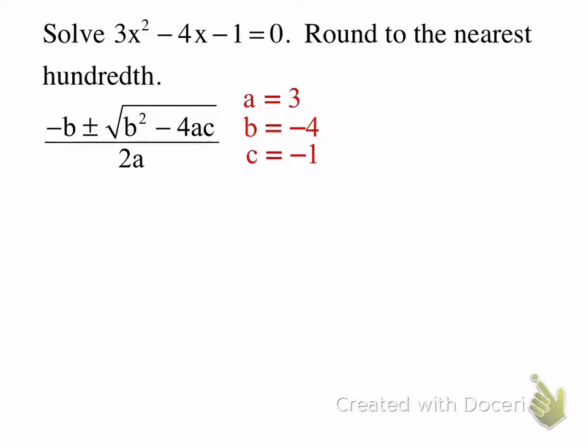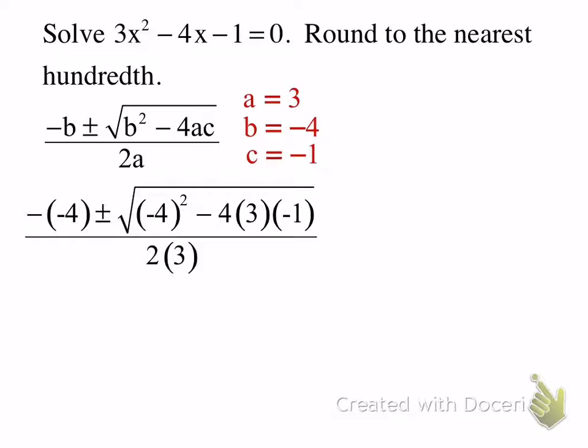Okay? Now, when you substitute in, I just substitute in negative b. Notice I write down both negatives. That will remind me it's a positive. Plus or minus -4 squared minus 4 times a times c, which is 3 times -1, all over 2 times a, which is 2 times 3.